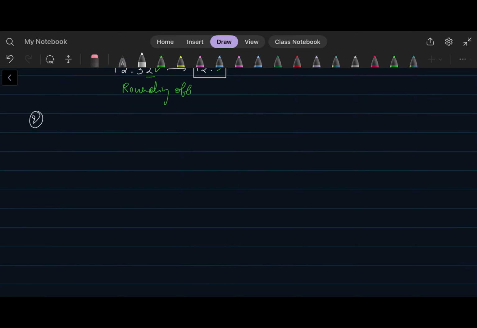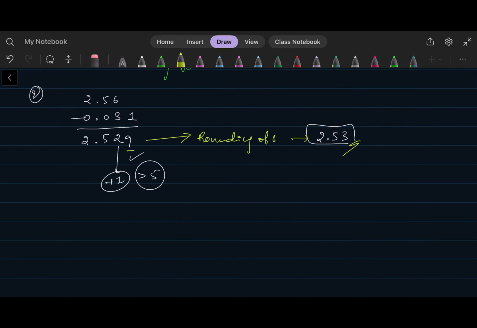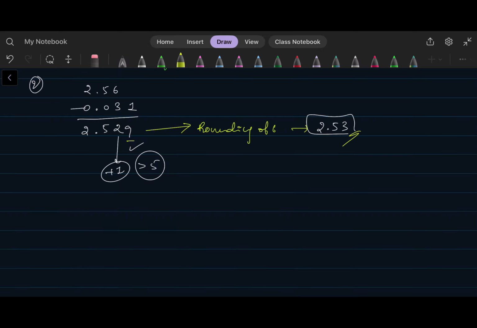Second, when I go for subtraction, if I have the value 2.56 minus 0.031, I am trying to do the subtraction, and I am going to get the value 2.529. Now, to this I want to go for the rounding off. Here, 9 is the terminal number which is greater than 5. Therefore, to the preceding number 2 you just add one more, then you are going to get the rounded value 2.53 as the answer. This is how we have to go for the addition and subtraction in significant figures.